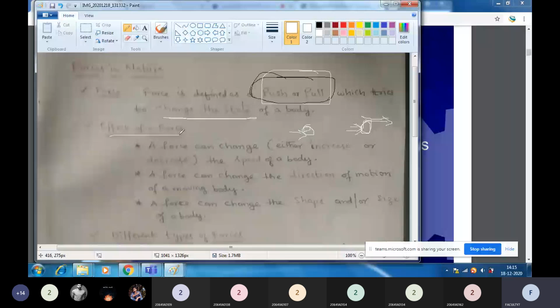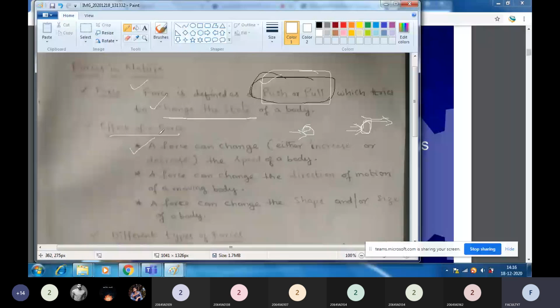The first point explained what a force is. Force is nothing but push or pull. What is the purpose of a force? We can change the state of the body. Now, what are the effects of a force? We are covering that in these 3 points. The first effect is that a force can change the speed of a body. Either you can increase the speed or decrease the speed.